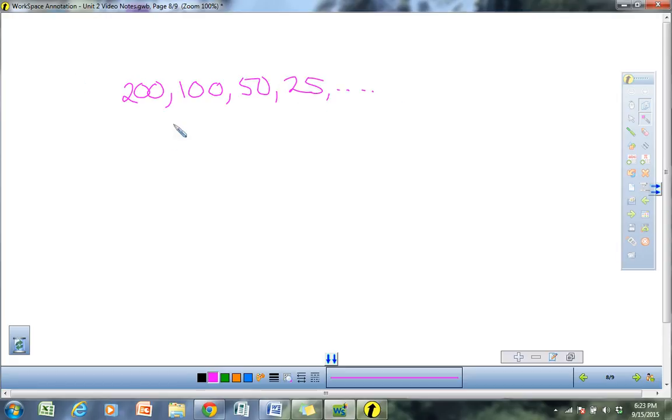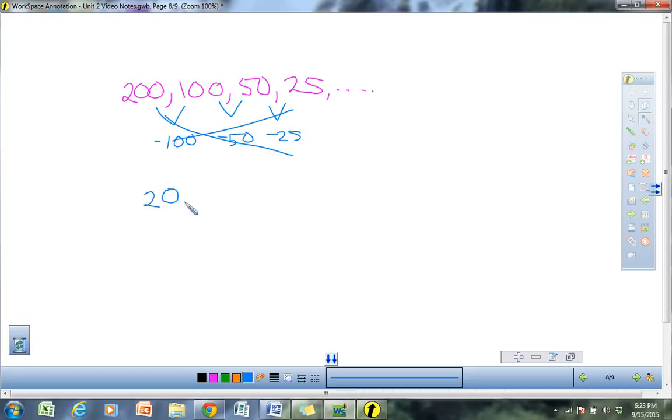Alright, so first thing I always do, because I'm lazy, is I see if subtraction works. So 100 minus 200. You always do your first term minus your second term. So 100 minus 200, negative 100. 50 minus 100, negative 50. 25 minus 50, negative 25. I don't have a common difference.